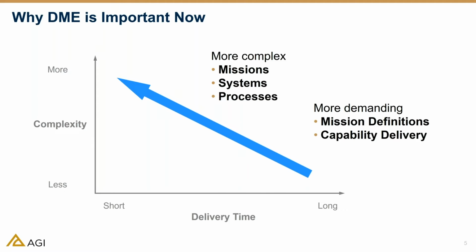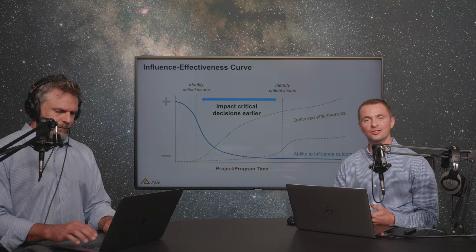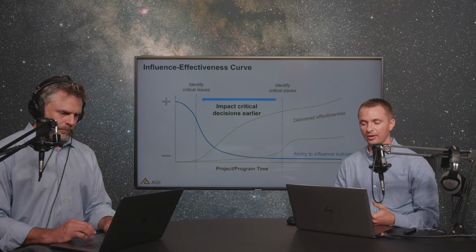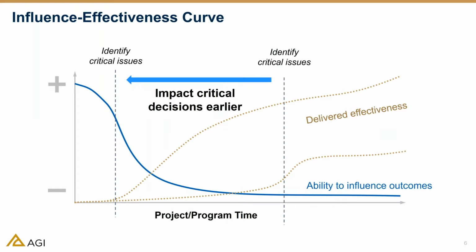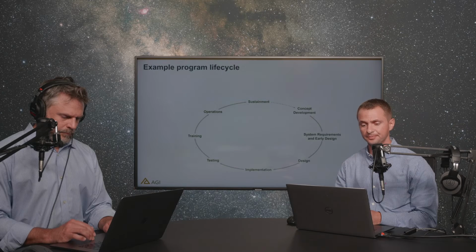One of the biggest challenges in doing that is that the ability to influence outcomes significantly decreases over time. So if you identify critical issues later in the program lifecycle, your ability to change them decreases significantly. This really applies to any phase of the lifecycle, whether you're designing a new system or planning an operational mission. You need to identify those critical issues as soon as possible so that you're still able to deliver an effective solution after identifying them.